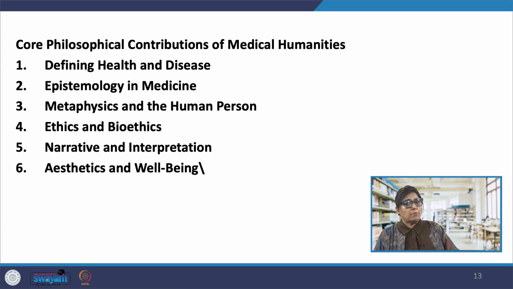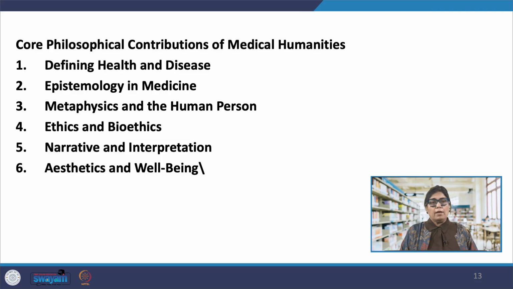Fourthly, ethics and bioethics, which is very important in medical or health humanities. So, philosophy provides the moral framework, like autonomy or justice, used to resolve dilemmas in patient care, such as informed consent and resource allocation. Fifth, narrative and interpretation. It helps clinicians move beyond pattern recognition to understand the unique illness narratives of patients, fostering empathy and practical wisdom, which is called phronesis.